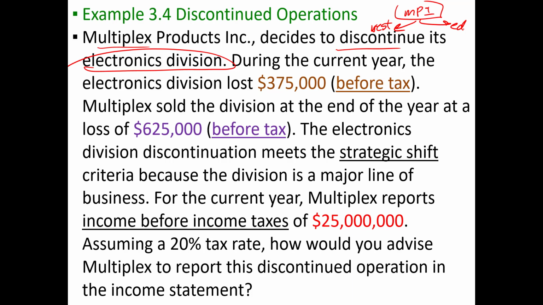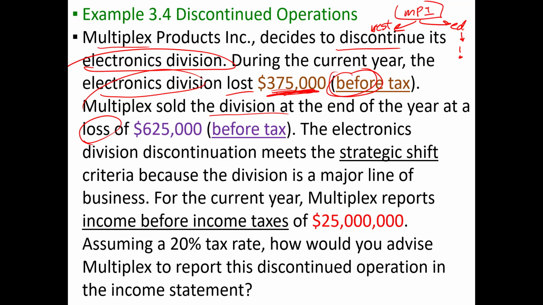During the current year, the electronics division lost 375 from operations. This is before tax. So you look at this and say, oh my gosh, no wonder you're getting rid of that division. It sucks at trying to make money. This is the number before tax. Okay. When the company then also sold the division at the end of the year, sold off all of its assets, it incurred a loss.